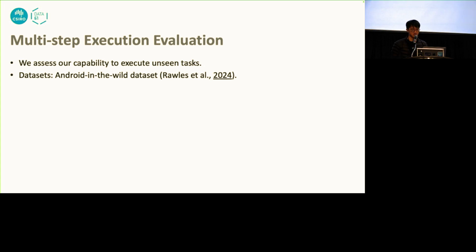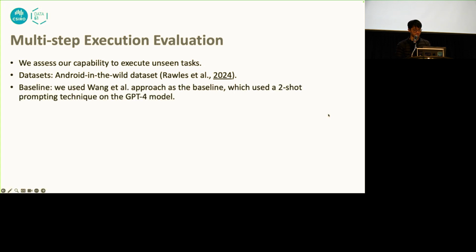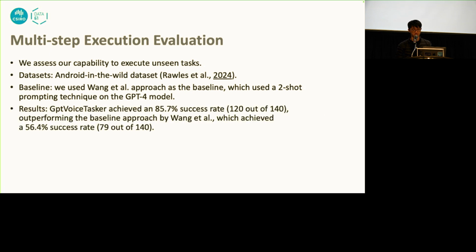The authors also conducted another related evaluation for the unprecedented module, but this was focused more on multi-step interactions beyond a single screen. The authors chose to use 140 sample demonstrations and commands from Android in the Wild, and these provide step-by-step interactions, again, spanning multiple screens. The main baseline here was a system by Wang et al., which used two-shot prompting with GPT-4. And the main result here was that GPTVoiceTasker could achieve an 85.7% success rate.